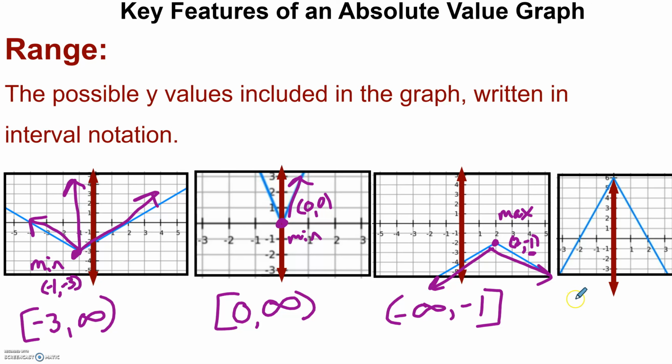Try your best for graph number 4. So again, we're going forever down. From the bottom, we're coming from negative infinity, and we reach the ceiling at +6 with a bracket. And there's your range.